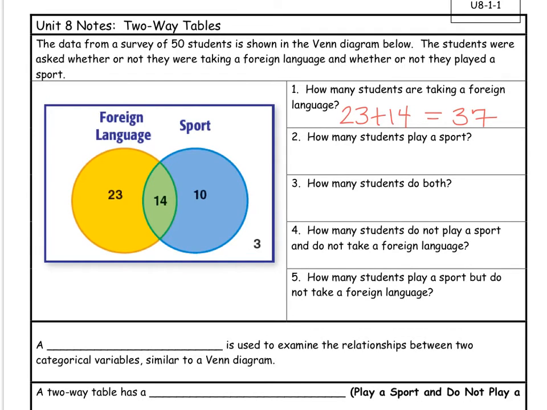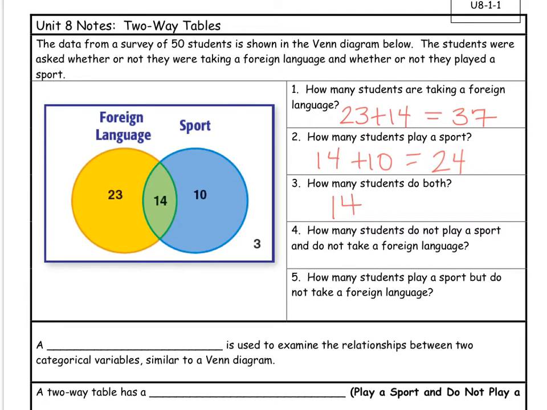Second question, the second circle, the blue circle, which is this one right here, how many students are playing a sport? And that would be 14 plus 10, and 24 students are playing a sport. And if you remember from elementary school with the Venn diagram, this middle section means that's the students who are taking a foreign language and playing a sport. So that answers question number 3. How many students do both? 14 students do both.